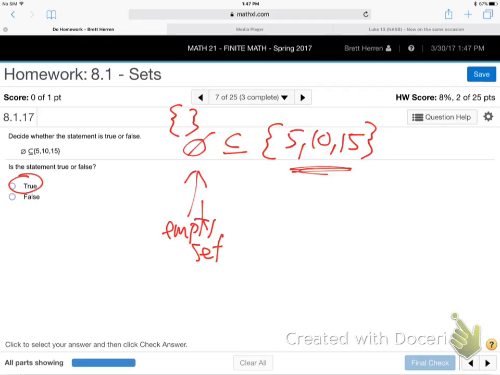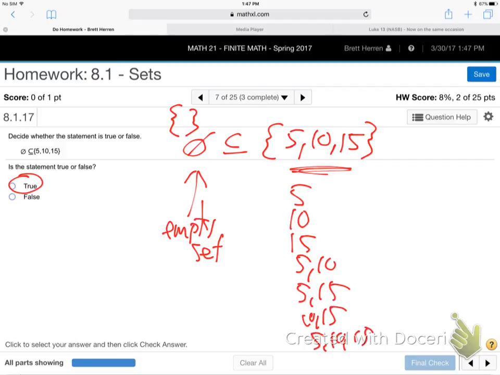Again, I'm not gonna ask those weird questions. But choosing, that is one option, right? You could say, I'm just going to pick the 5, I'm just going to pick the 10, I'm just going to pick the 15, I'm going to pick the 5 and the 10, the 5 and the 15, I'm going to pick the 10 and the 15, I'm going to pick all 3 of them, or I'm going to pick nothing. Those are all sub-collections of the original.